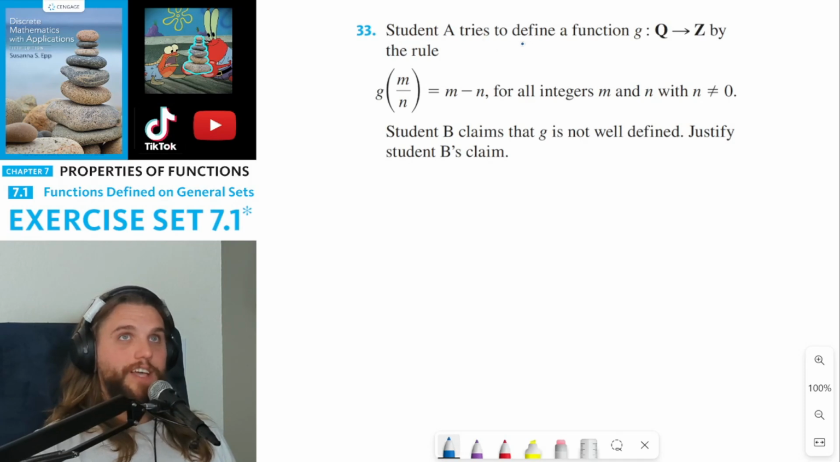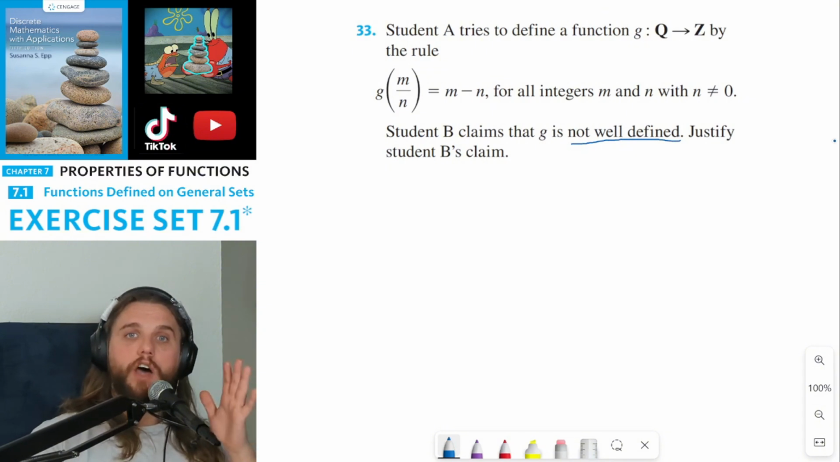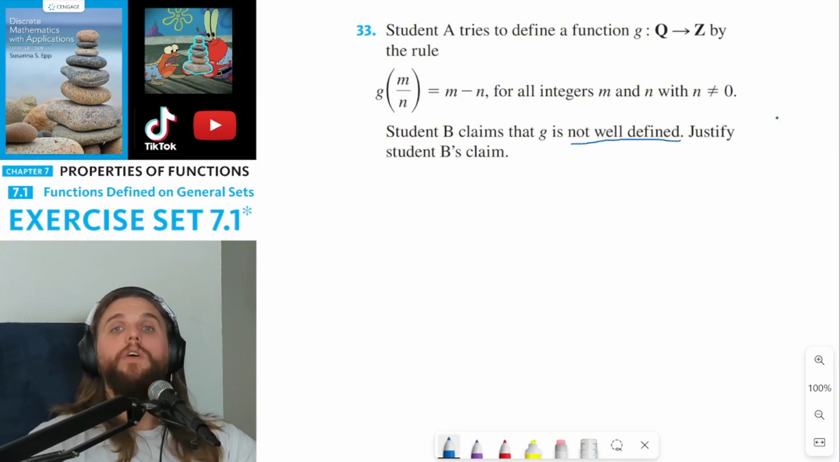Student A tries to define a function g from Q to Z by the rule g of m over n equals m minus n for all integers m and n with n not equal to 0. Student B claims that g is not well defined. Justify Student B's claim. This video is going to talk about what it means to be well defined.